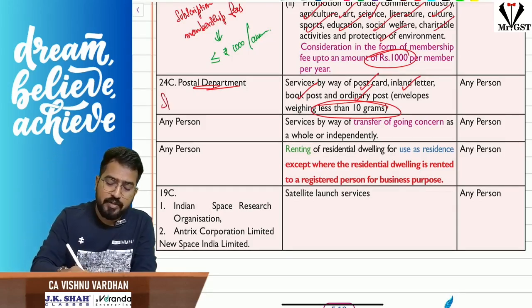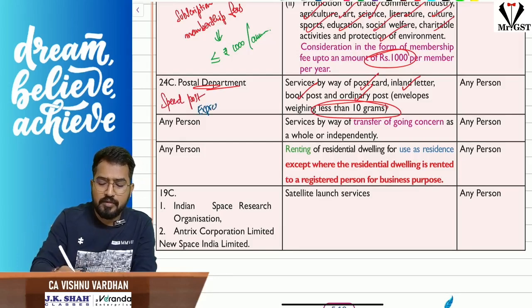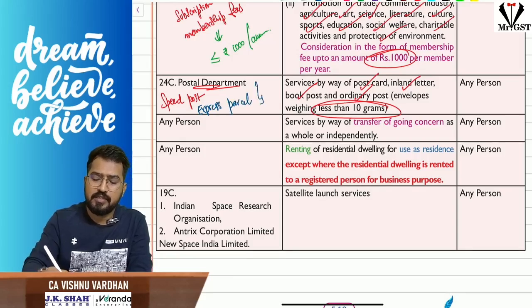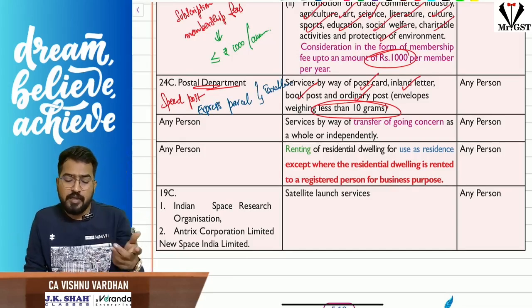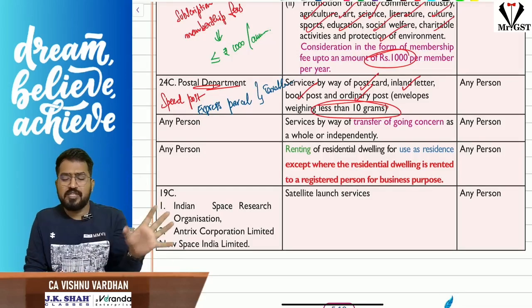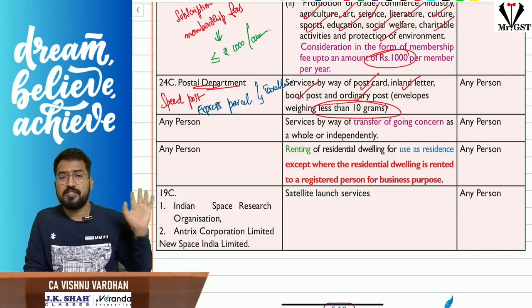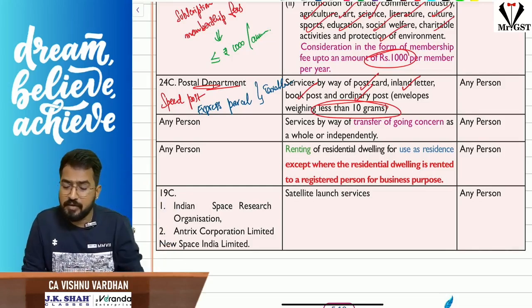Let us write down here: speed post, express parcel post, etc. are taxable. Okay, any intermediary services, etc., whatever the postal department provides, it is taxable only, except this. Okay, so please keep in mind.